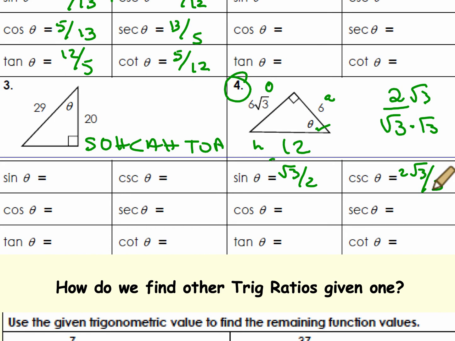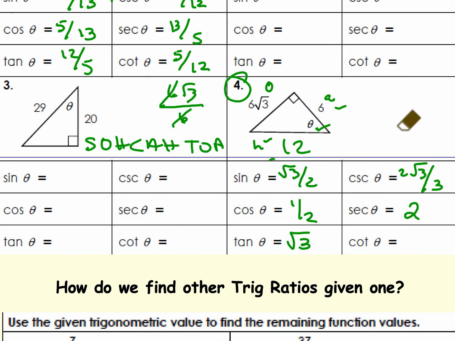Now, for cosine, cosine is adjacent over hypotenuse, which would be 6 over 12. But 6 over 12 is the same as 1/2. And the secant is its reciprocal, 2 over 1. Tangent is opposite over adjacent, 6 square root of 3 over 6, but 6 divided by 6 leaves us square root of 3. And then if we reciprocate that, we get 1 over the square root of 3, which must be rationalized, giving me square root of 3 over 3.